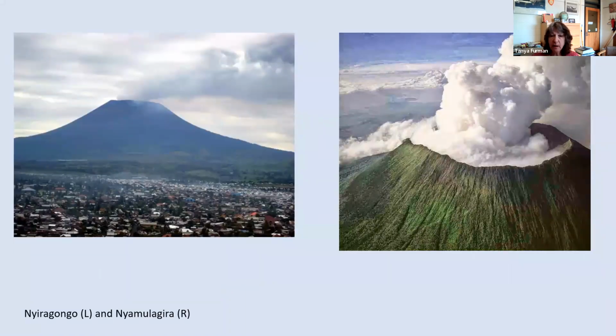When we look at the morphology of Nyamuragira on the right and Nyiragongo on the left, we know that their shapes are very, very steep, and we're going to see other volcano shapes that are not quite as steep. And that's because they are very persistently active. They have a lot of little eruptions. They also both have active lava lakes. And the lavas, when they erupt, move very, very quickly across the landscape. This is something that I think most of you know very well.